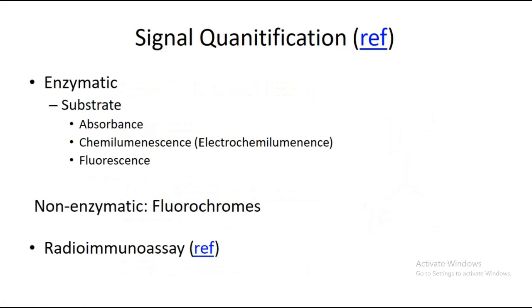In terms of signal quantification, we talked about the fact that with enzymes you can get a color change, but quantification can be measured through a whole range of things. It can also be fluorescence, chemiluminescence or electrochemiluminescence, and if it's a standard color change, it'll be absorbance. There are other ways to quantify immunoassays, such as fluorochromes, which we're not going to cover, and you can also use radiation in a radioimmunoassay.